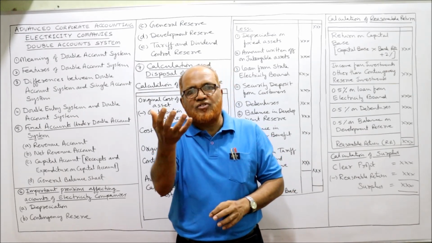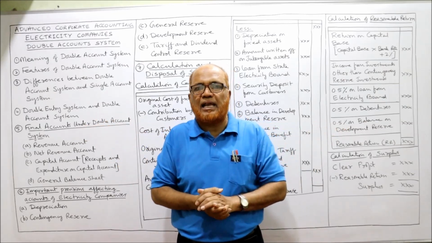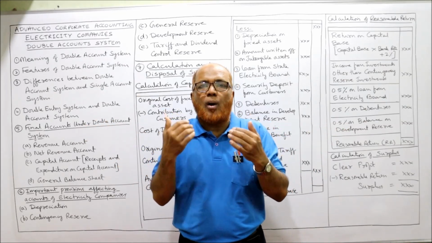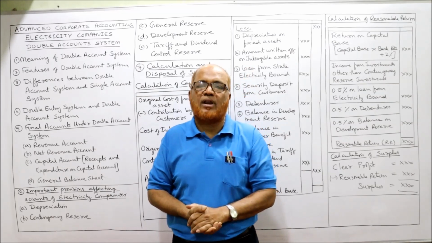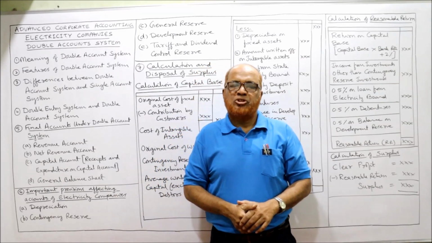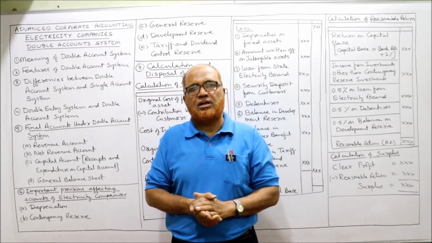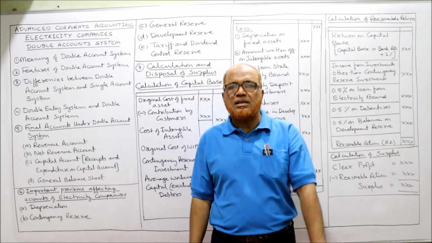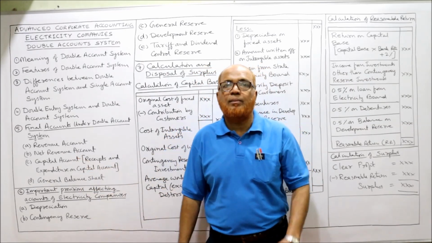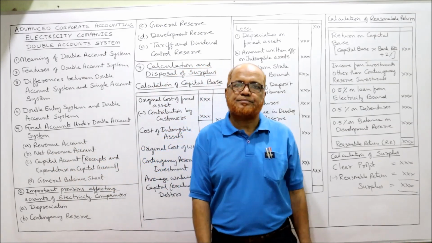Expenditure, cost of generation of electricity, cost of distributing the electricity, and all operating cost will be taken on the debit side of revenue account. The revenue account is simply like profit and loss account. Debit side all expenses, credit side all incomes. The balance in profits in this revenue account will be transferred to the next account, net revenue account.